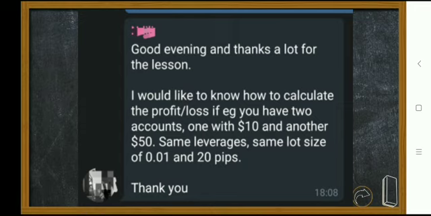Okay, the question. They would like to know how to calculate the profit or loss if they have two accounts, one with $10 and another with $50. The accounts have the same leverage. They'll be using the same lot size of 0.01, and the profit or loss is set at 20 pips. This is a very good question because it also comes with a lesson for some of you.